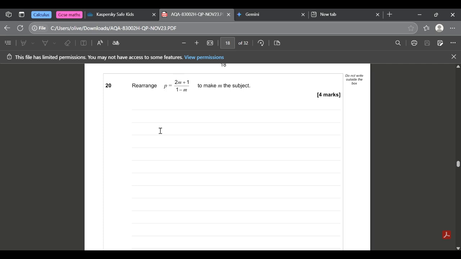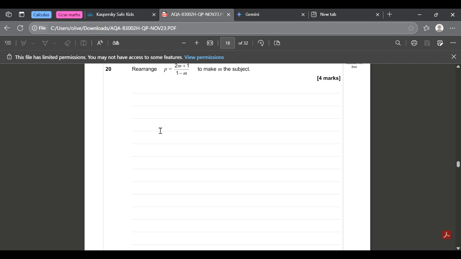Now next thing we have to do is m times (2 plus p) equals p minus 1. Then we can divide p minus 1 by 2 plus p, and so we've rearranged the equation so it's (p minus 1) divided by (2 plus p) equals m.